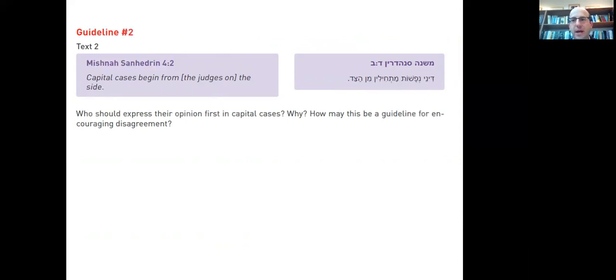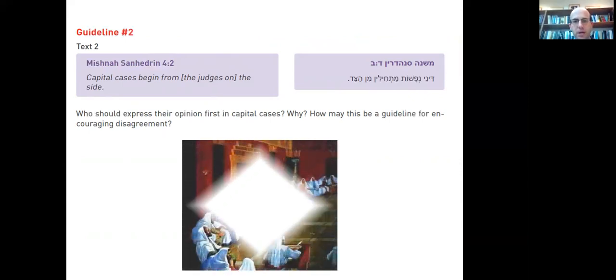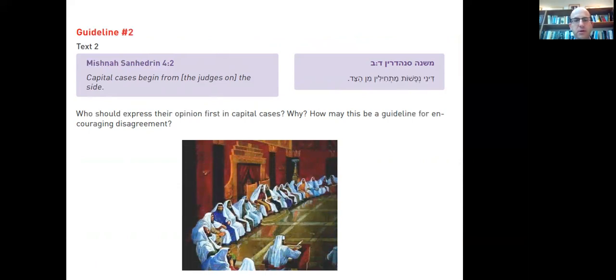So the second guideline, and again, there are numerous, but these are the ones that I felt were really pertinent for creating the culture that we're trying to do, states, again in the Mishnah, that capital cases began from the judges on the side. Okay, here's a picture of them starting from the side. Why was that significant? Why might that be a guideline? What do you think?